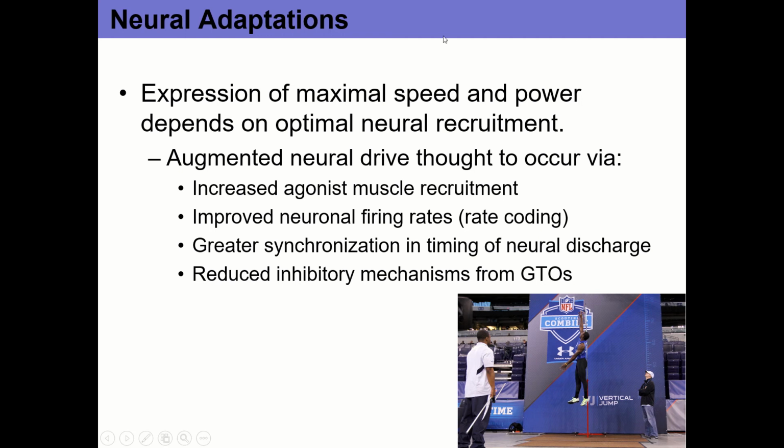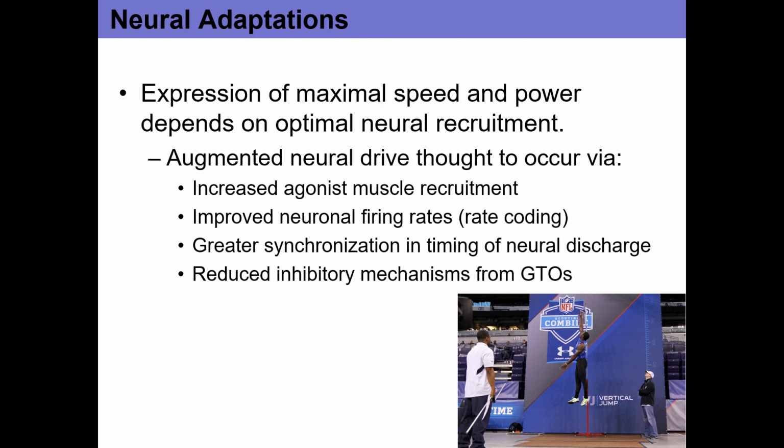So these things here at the top of the slide, be familiar with those because there is at least one quiz question about those. So adaptations in terms of neural recruitment. We get augmented neural drive via increased agonist muscle recruitment. So you recruit more of the appropriate muscles, right?